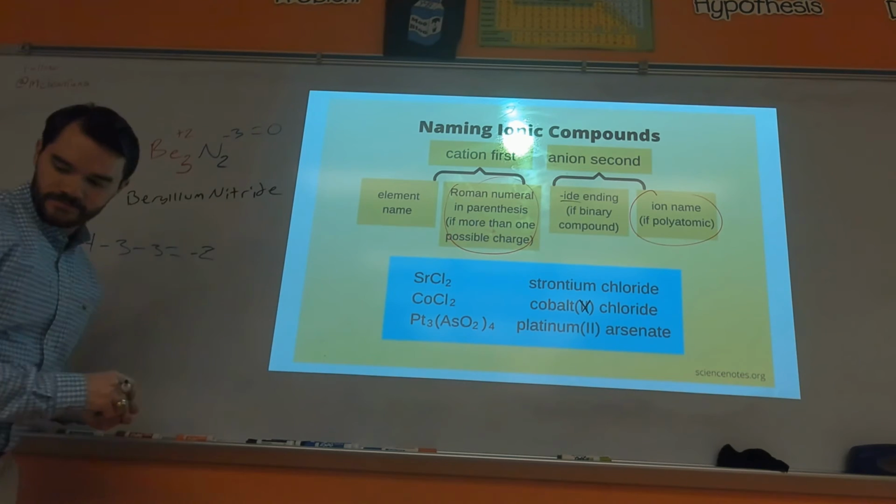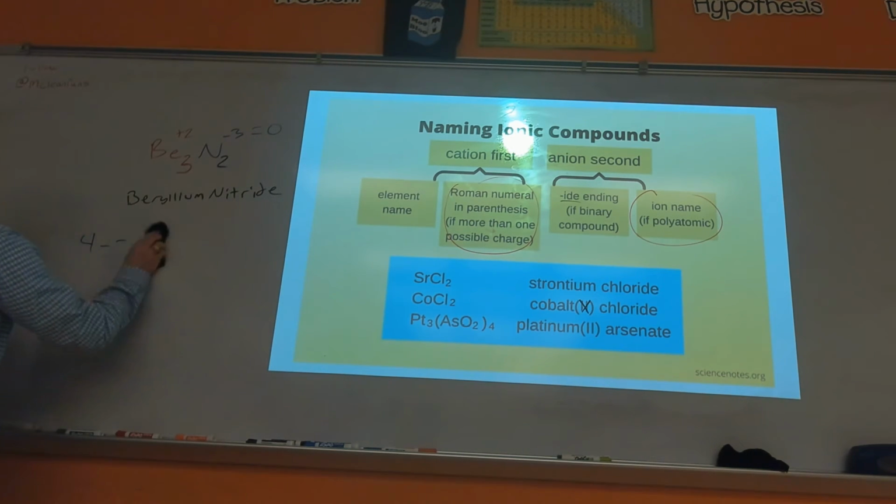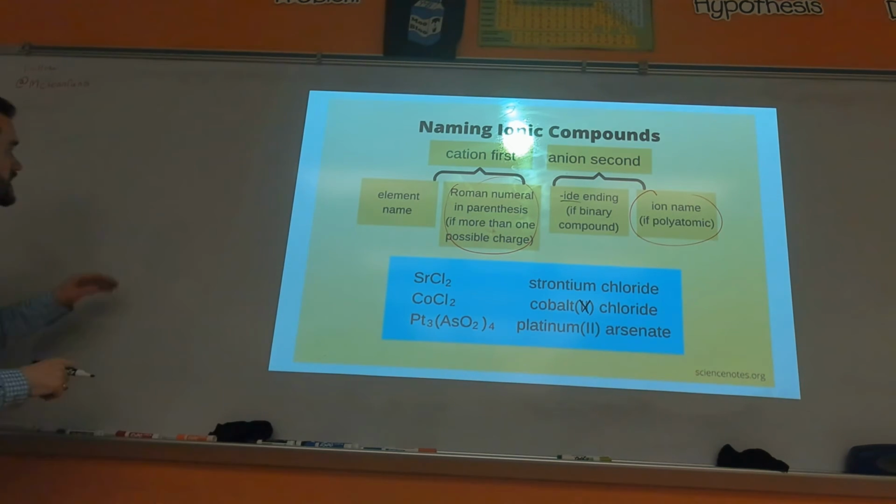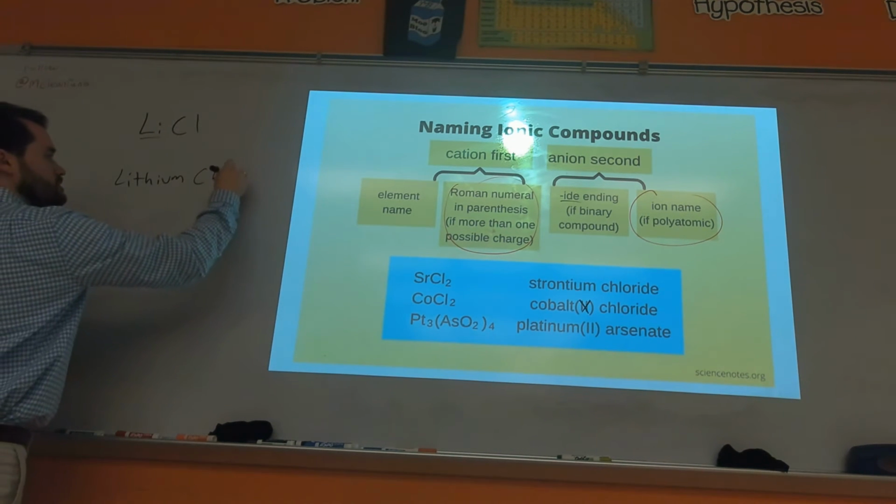Okay? Let's try doing some practice ones. Let me write some on the board here. Let's say you had LiCl. What would be the name of that? This is the chemical formula when you just have the element symbols. What would be the chemical name? How would you name that? Lithium chloride. You always put the metal or the cation first. So lithium is your metal. And you don't say chlorine, you just say chloride.